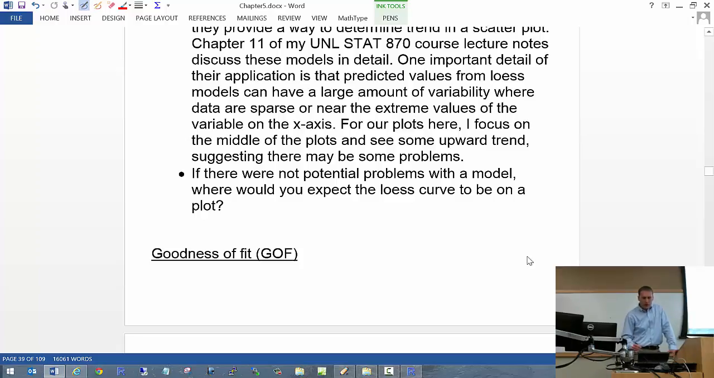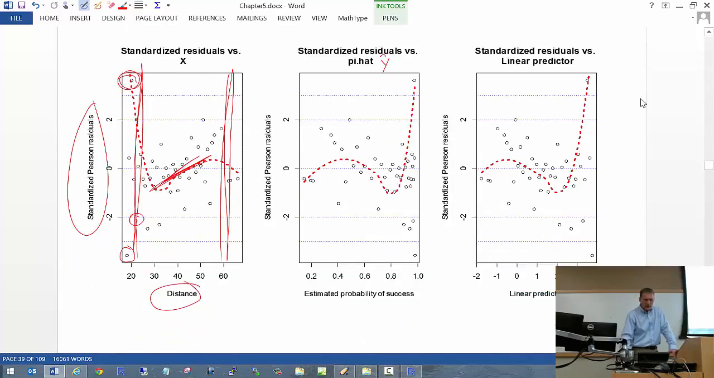So let's say there were no potential problems with the model. If there were no potential problems with the model, where would you expect this low-S regression model, the red dotted line, to be on these plots? Across the center. So you might see something like this. Maybe even a little bit farther from the center line, but somewhere close to 0, and really not showing any kind of big trend.